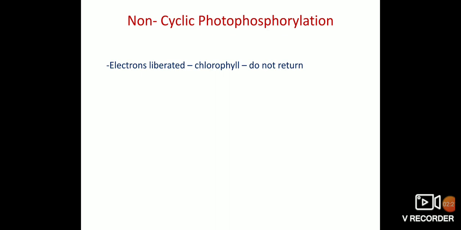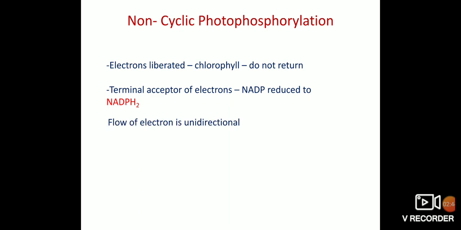In non-cyclic photophosphorylation, the electrons that are liberated from the chlorophyll A molecule do not return to the same chlorophyll A molecule. These electrons are terminally accepted by NADP, which gets reduced to NADPH2. So in non-cyclic photophosphorylation, the flow of electrons is unidirectional, and both photosystem 1 and photosystem 2 take part.